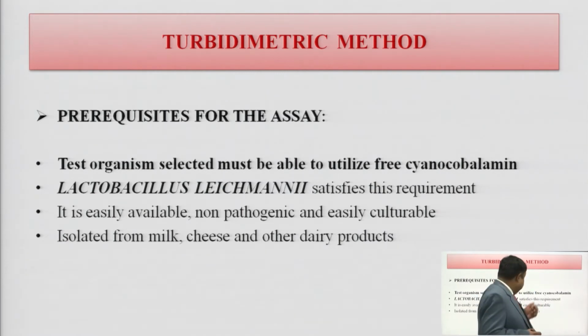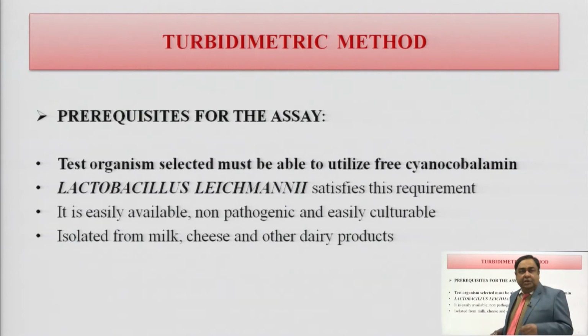This organism Lactobacillus leichmannii is selected because it is very easily available, it is non-pathogenic in nature, and it is easily culturable, mainly obtained from milk, cheese and other dairy products. Due to easy availability, non-pathogenicity, easy culturability and easy maintenance, Lactobacillus leichmannii is selected to determine the concentration of vitamin B12.